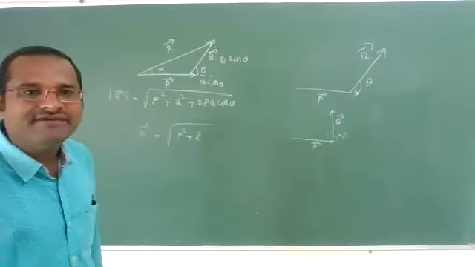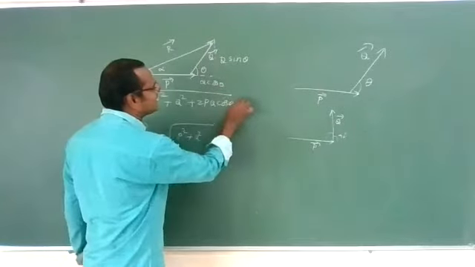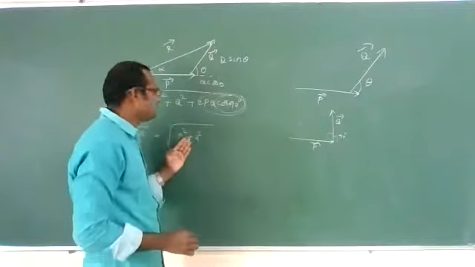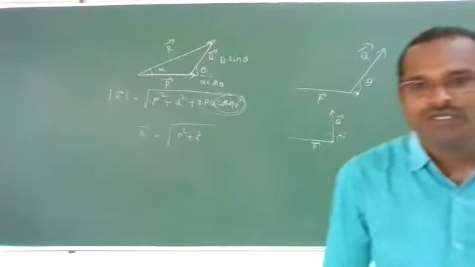If the angle between these two is 90 degrees, cos 90 is 0. 0 into 2pq is 0. 0 plus anything is that one value only. That is root of p square plus q square value.